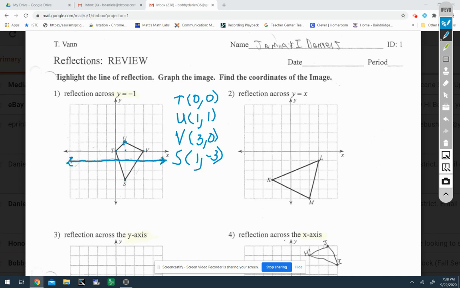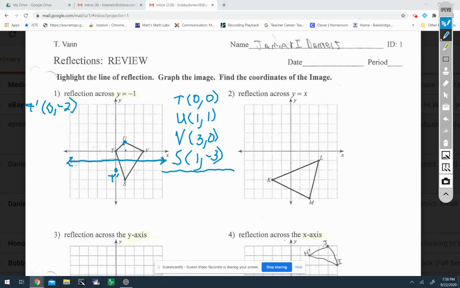So if we look at T, go back to this ordered pair. T is actually 1 unit above that line. So to reflect it across that line, we go back to the line and go 1 unit under that line. So we're going to call this T prime. Okay, so T prime, well, let me write it on the other side. So T prime, the ordered pair would be 0, -2. So T would move to 0, -2.